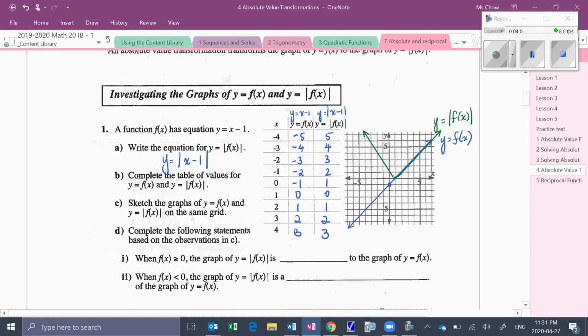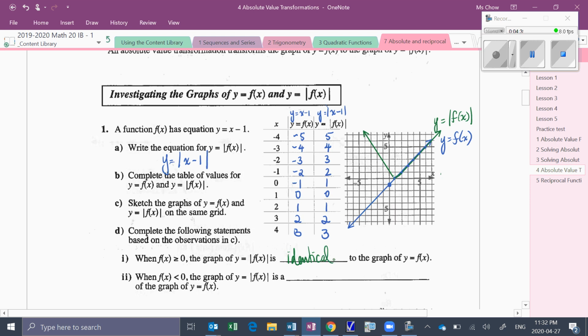So when we see that, then when f of x is greater than or equal to 0, then the graphs are what? So anytime I'm looking at quadrants 1 and 2, when f of x is specifically this blue graph, we can see that they are actually identical.